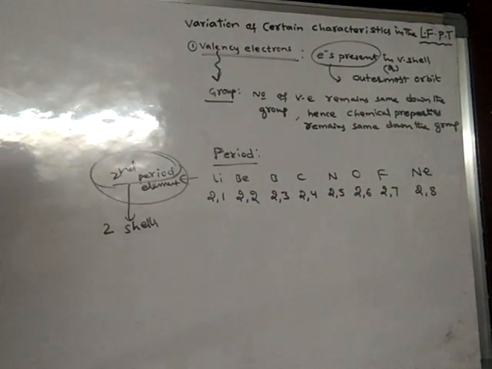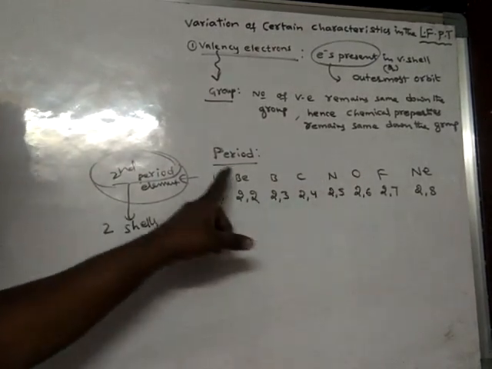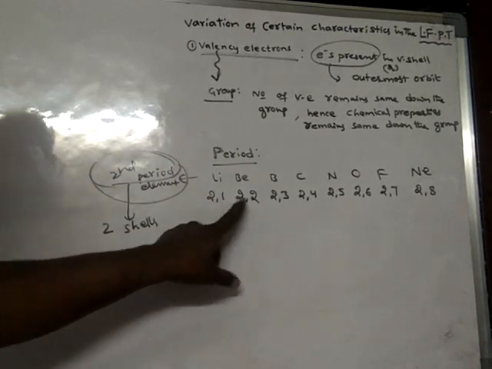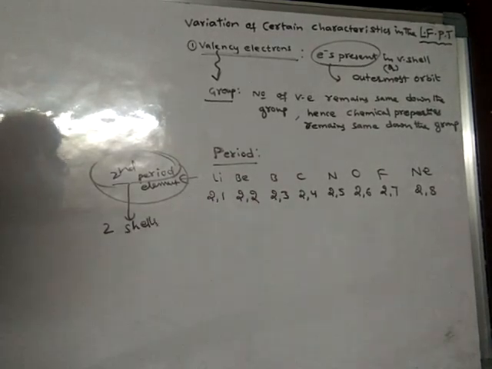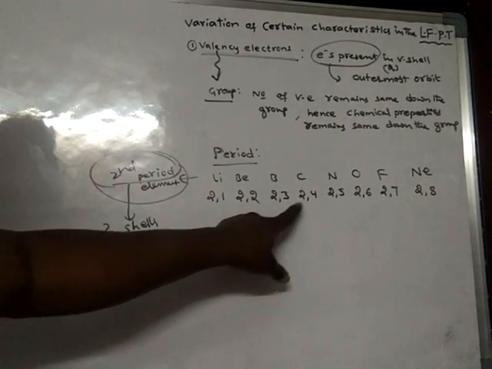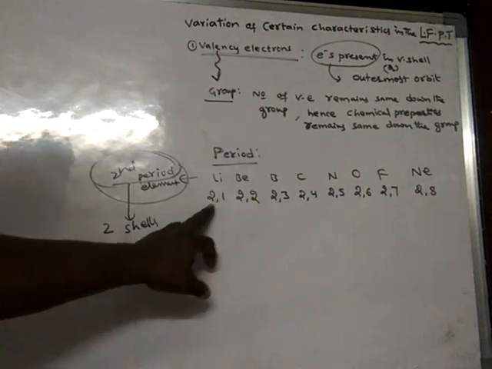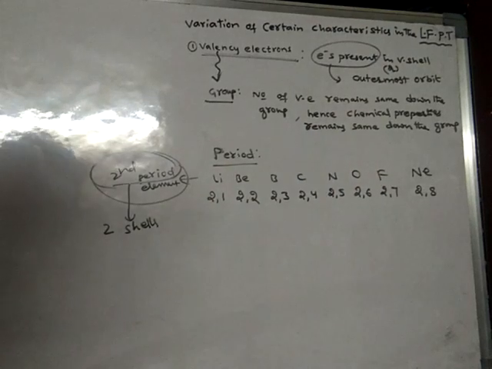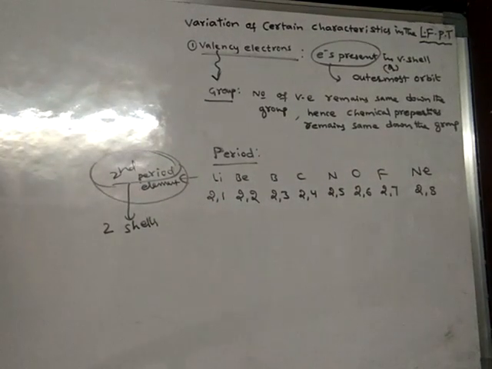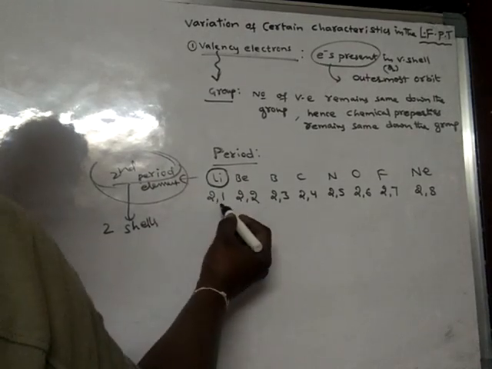See, all elements belonging to a particular period will have the same number of shells, two shells only. But the number of electrons keeps on increasing in the valence shell. That means the number of valence electrons keeps on increasing one by one as we move from left to right. So the first element in any period has only one valence electron.